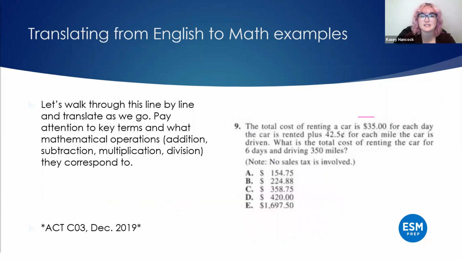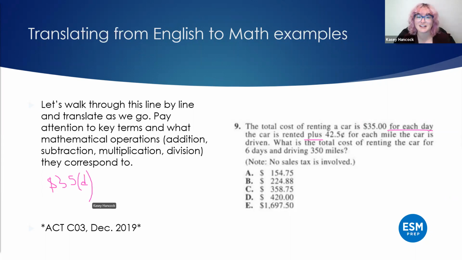Oh, I need to erase my previous mark. Okay. So similarly here, let's walk through and see when we start to identify math words. So we have the total cost of renting a car is $35 for each day the car is rented plus, okay, so we already know what we already have, $35 for each day. So we know for each is going to be multiplication. We've got our 35 times the number of days. We'll put that in parentheses.